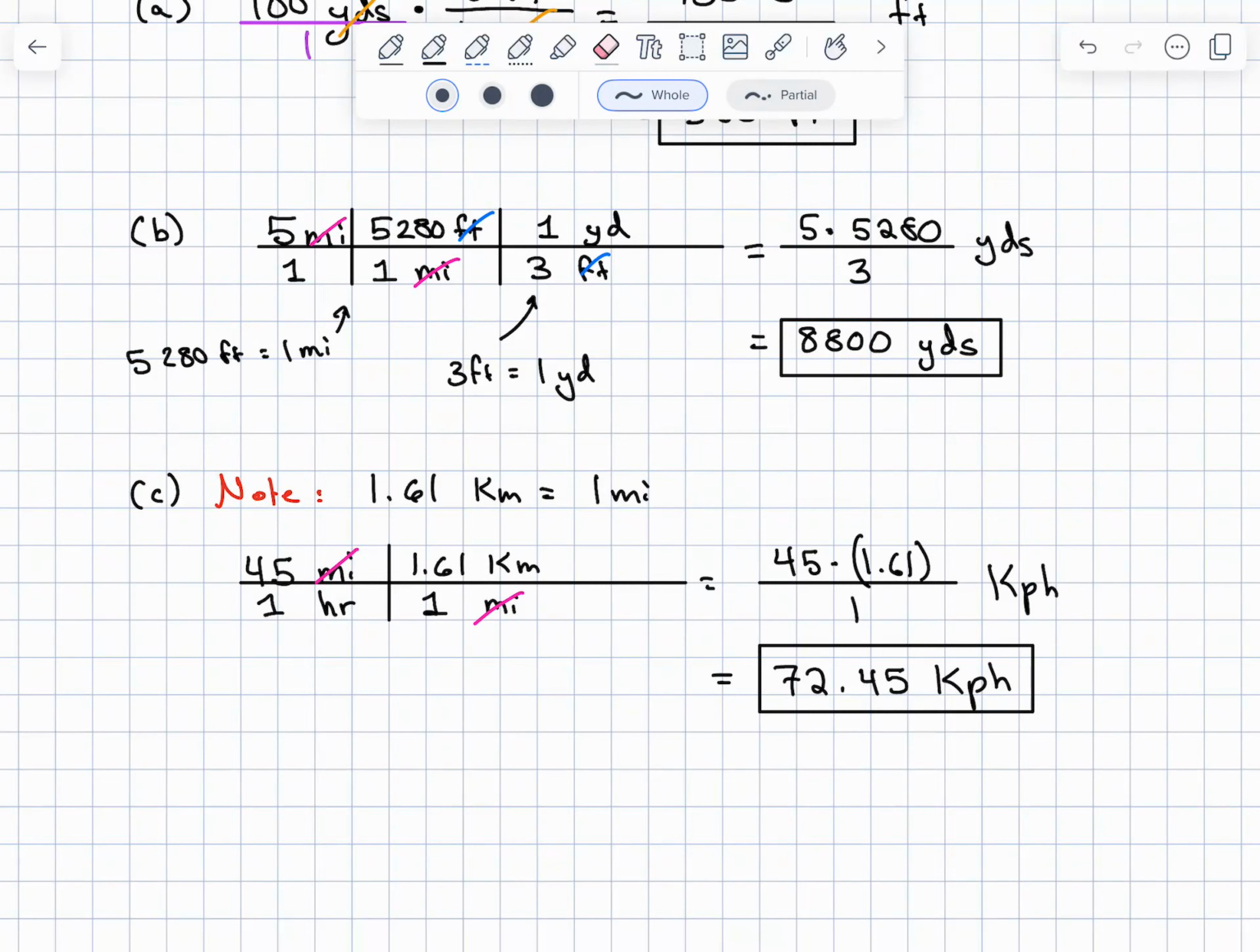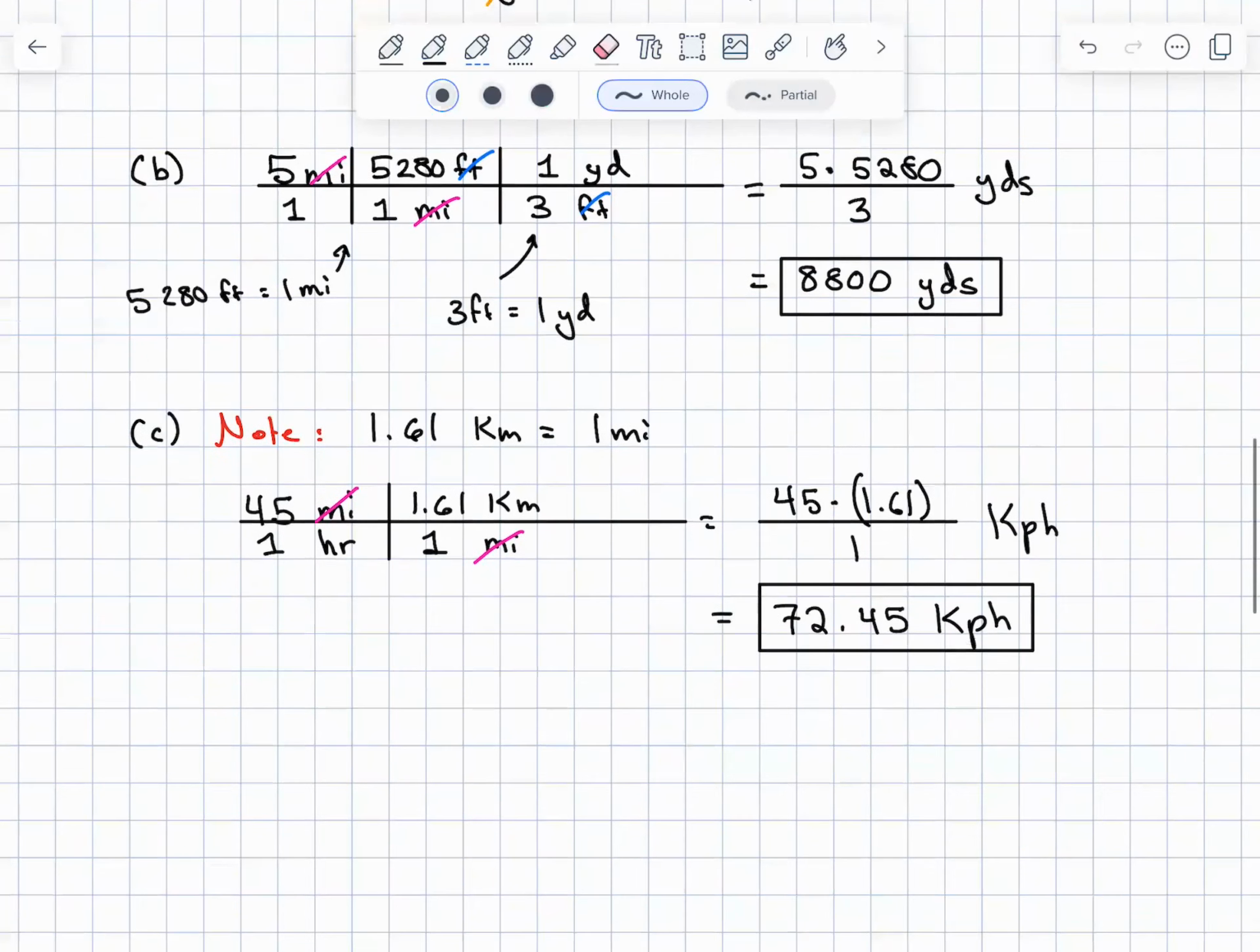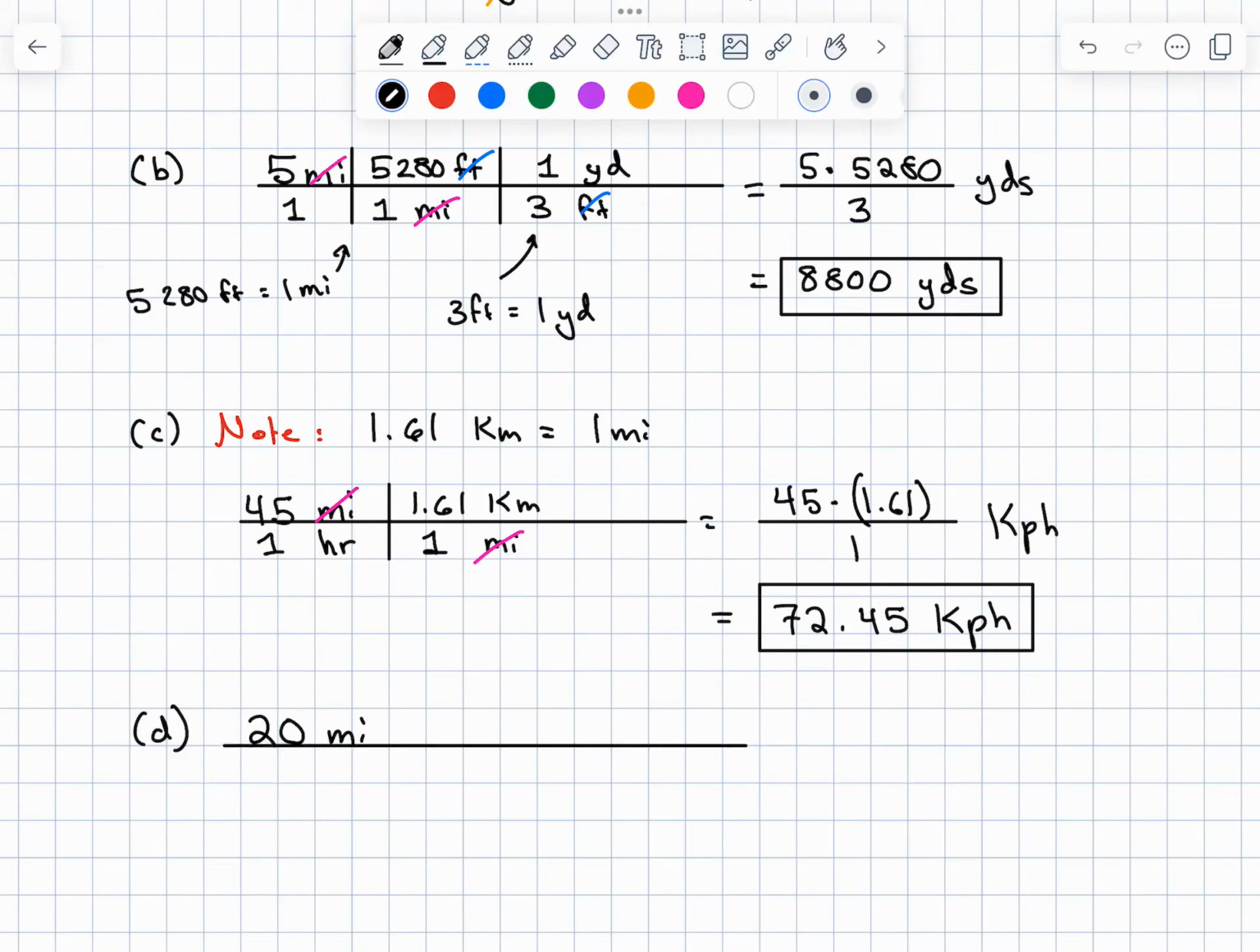So last one, D. We want to convert 20 miles per hour, 20 miles for every 1 hour, and we want to convert that to feet per second. Now, the great news is that this is all multiplication, right? It's all being multiplied together.